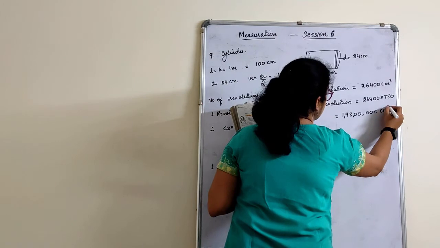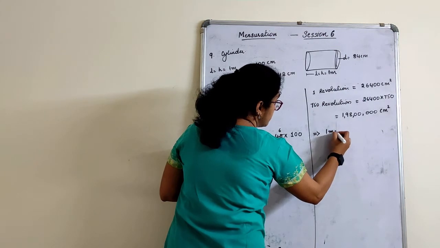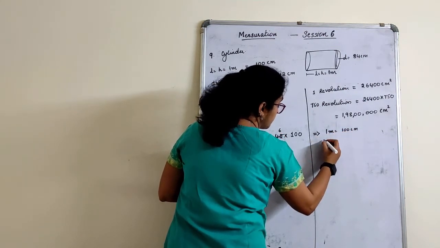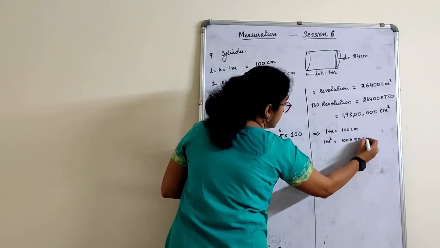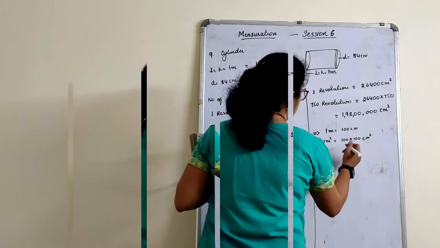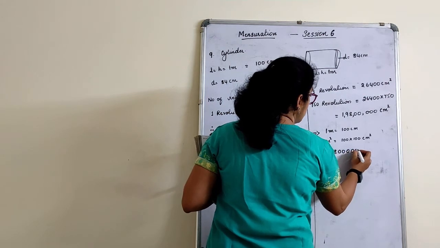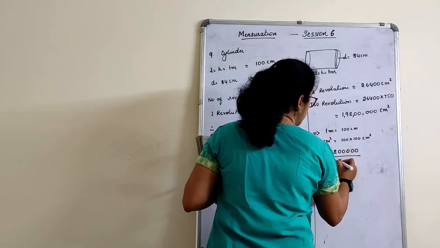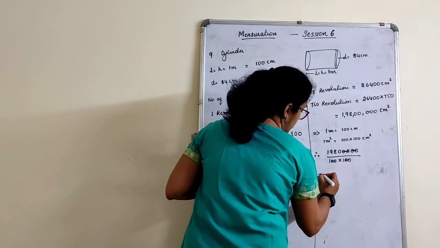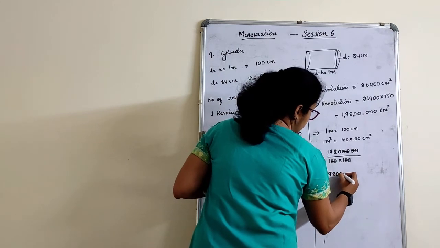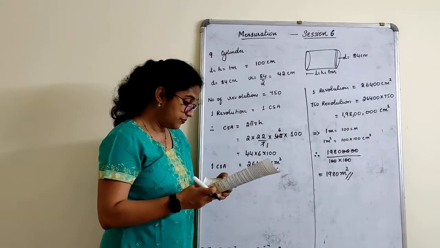centimeter square. This implies, we know 1 meter is equal to 100 centimeter. 1 meter square is equal to 100 into 100 centimeter square. So 198,000,000, 3 zeros divided by 100 into 100. 2 zeros, 2 zeros, 2 more zeros, 2 more zeros. What is left? 1980 meter square.